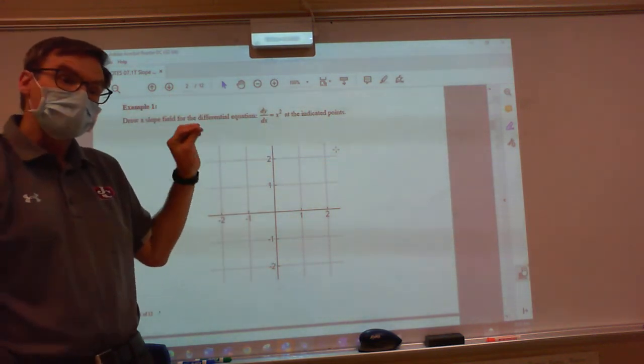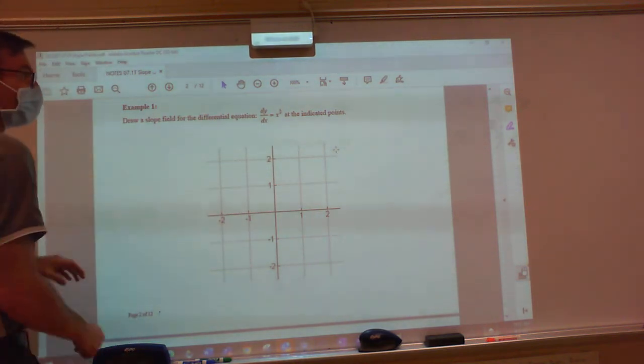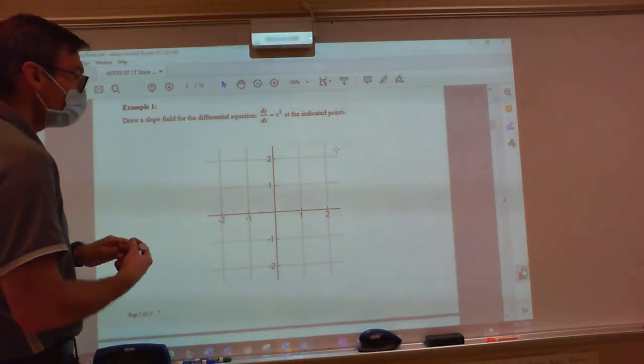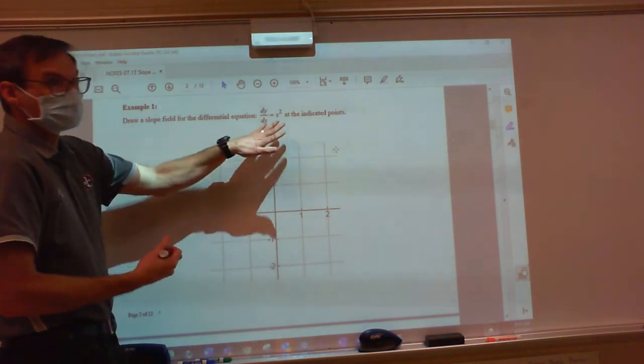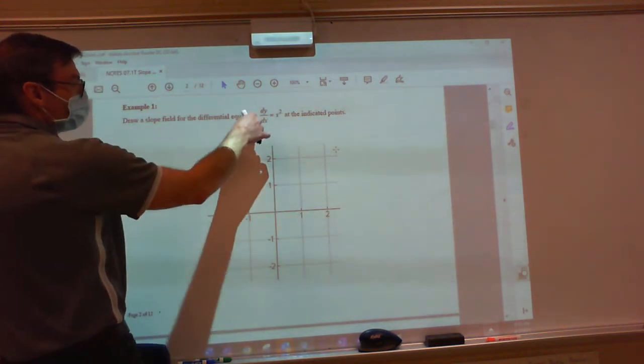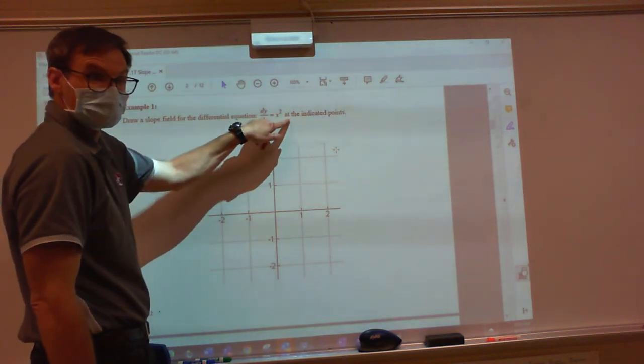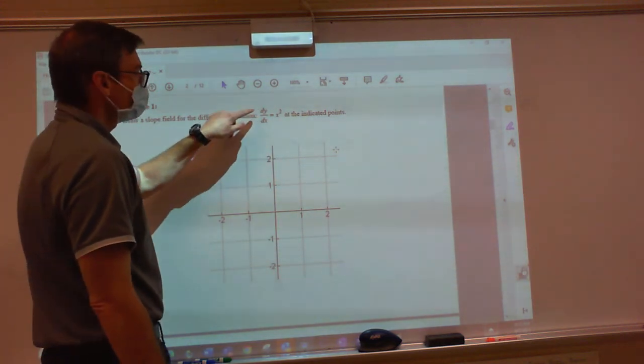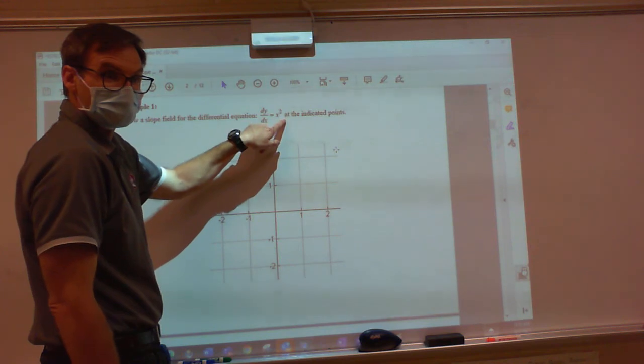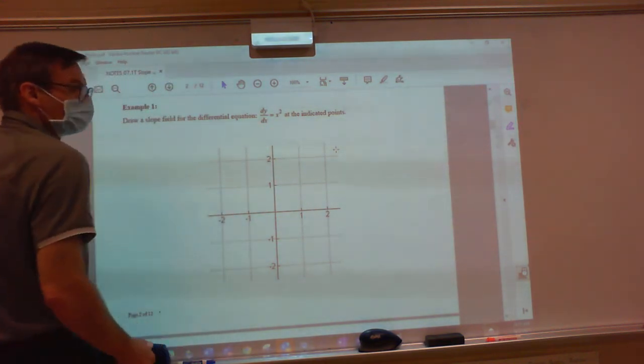And this is incredibly tedious, okay? And here's how you do it. First, you have your nifty little formula. Everybody see our nifty little formula? Derivative equals this. Now remember, derivative is slope. So this is a formula for slope. And it says my slopes are equal to x squared. And here's what we do.